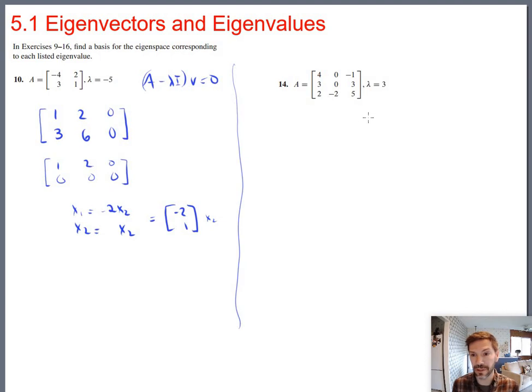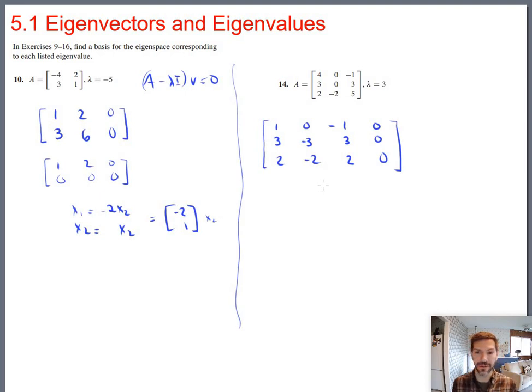And same thing on number 14. I just wanted to do one 3 by 3, just so that's not a shock to the system when we get there. Same idea though, we subtract 3 from the diagonal entries. So that would be 1, 0, negative 1, 0, 3, and this is 0, but it's still a diagonal entry, so 0 minus negative 3 would be negative 3, 3, 0, 2, negative 2, 2, 0.